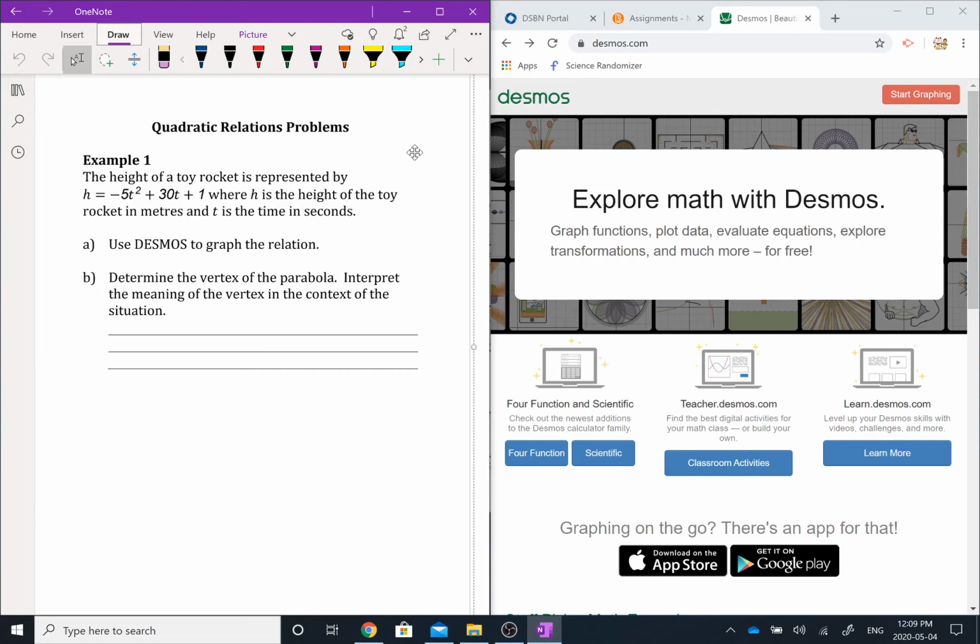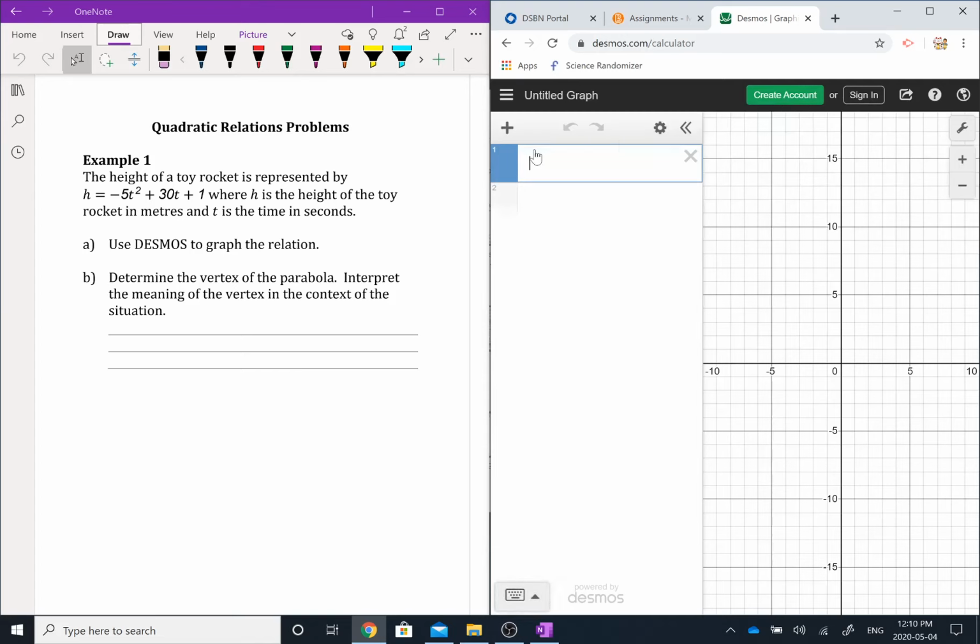So we're going to use Desmos to graph the relation. Desmos is an app that you can access on the internet, or you can download it as an app on your phone. If you just search Desmos, it should come up. We're going to use the online version. If you go to desmos.com, this will come up. Just click Start Graphing, and you will be taken to this page where you can enter in your equation on the side.